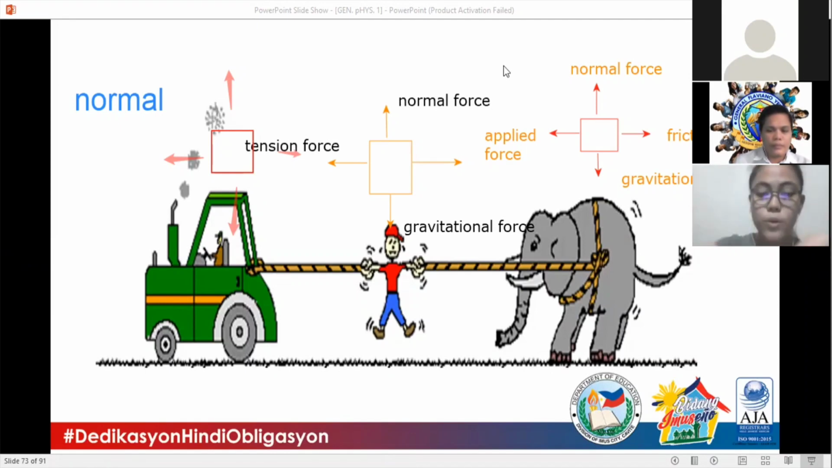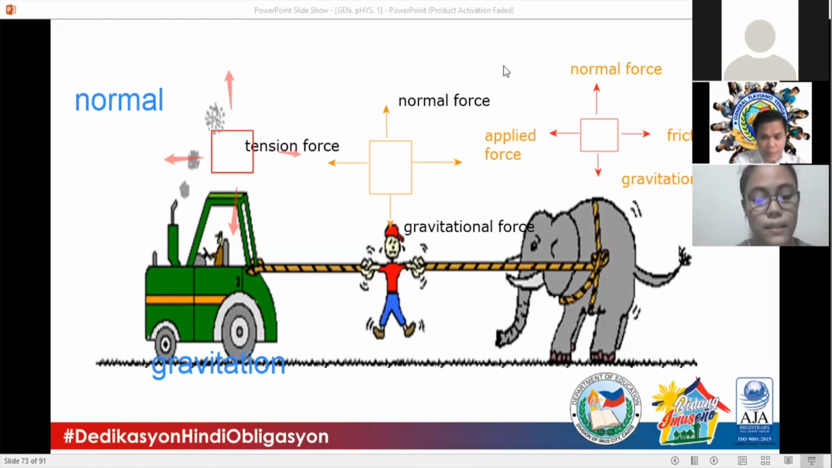Kasi yung elephant po nag-i-slide. So nakita ko po yun as a sliding friction. So though it is not always the case, the friction force often opposes the motion of an object. Kasi po hinihila siya ng lalaki. So yung friction, ino-oppose niya. So yun po yung elephant, yung nandito po sa gilid.